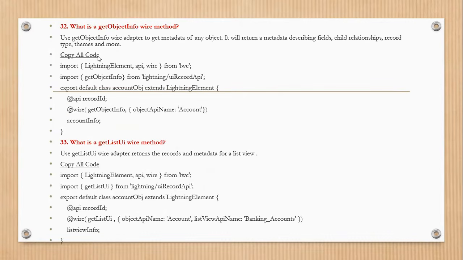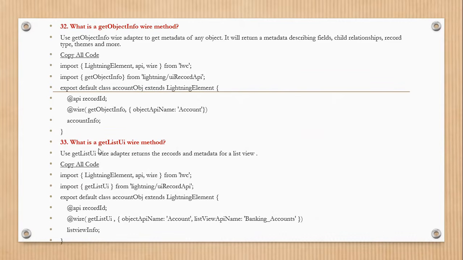Next question: what is the getObjectInfo method? Use the getObjectInfo wire adapter to get the metadata of any object. It will return metadata describing fields, child relationships, record type and name, and some more. Copy all code: import LightningElement, api, wire from lwc, import getObjectInfo from lightning/uiObjectInfoApi. Export default class AccountObject extends LightningElement, api recordId, wire getObjectInfo and objectApiName Account, objectInfo.